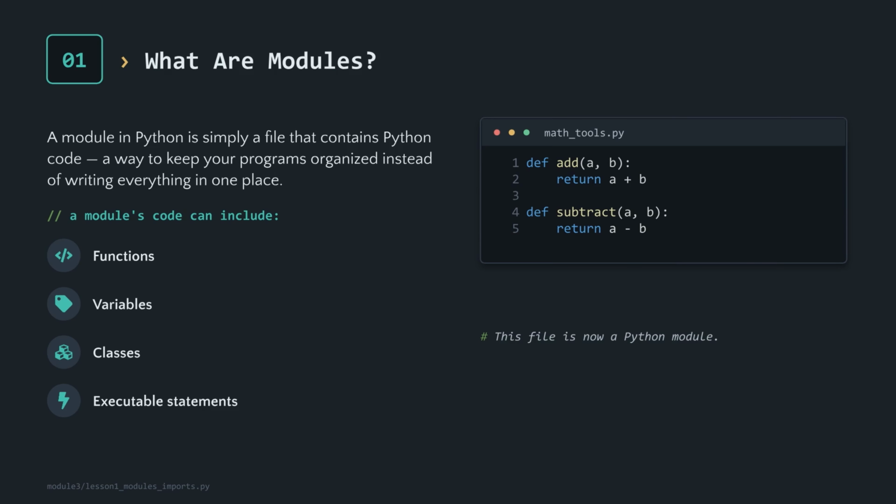What is a module? It's a simple, powerful idea. A module is just a file that contains Python code. Instead of writing everything in one giant file, you organize your code into smaller, manageable files. These can include functions, variables, classes, or executable statements.